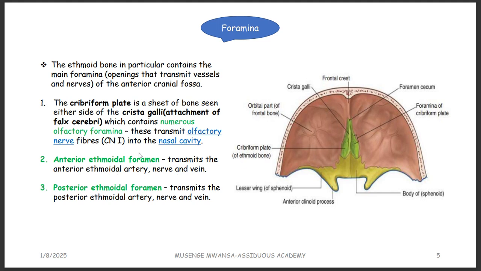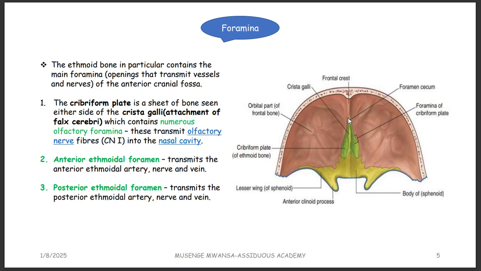The anterior ethmoid foramen is going to transmit the anterior ethmoid artery, nerve, and vein. Nerve, artery, and vein normally move together. The posterior ethmoidal foramen transmits the posterior ethmoidal artery, nerve, and vein. Nothing really too complex there, isn't it?